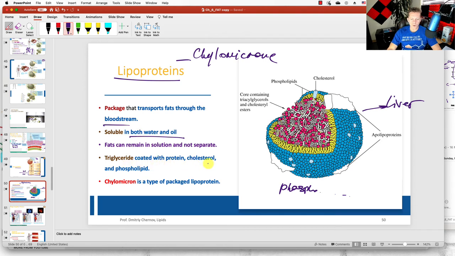Triglycerides coated with protein, cholesterol, and phospholipids. Chylomicron is a type of package. So the package, meaning it's like a bus. I call it a bus, you can call it a package. You can call it anything, because a package transports something inside of the package, and the bus transports, right? Because there's something inside of the bus, those fats.